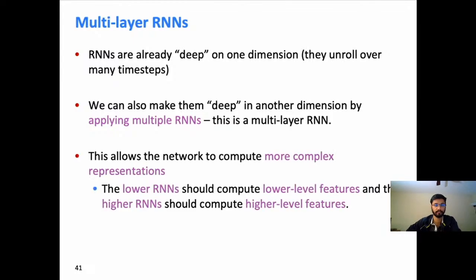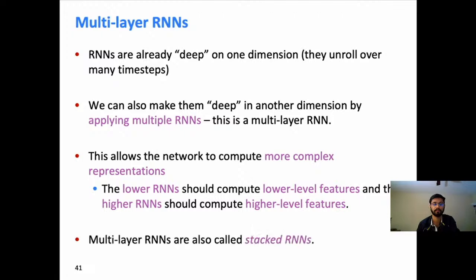The reason why you would want to do this is because this might allow the network to compute more complex representations. This is the logic behind deep networks in general. If you're familiar with the idea of why deeper is better for, let's say, convolutional networks, then this is the same logic. It's saying that your lower RNNs might be computing lower level features, like maybe keeping track of syntax, and your higher level RNNs are going to compute higher level features like maybe semantics. And a note on terminology, these are sometimes called stacked RNNs.